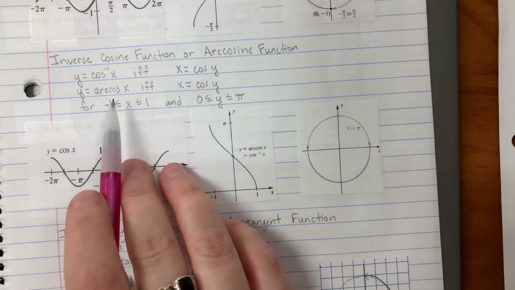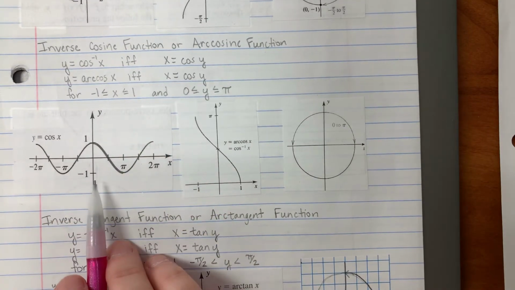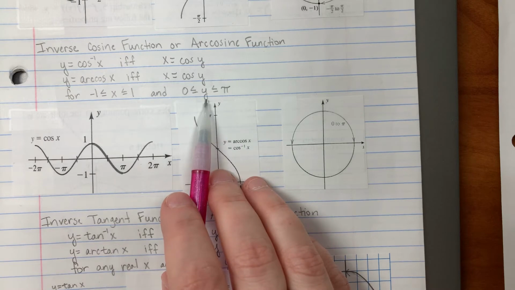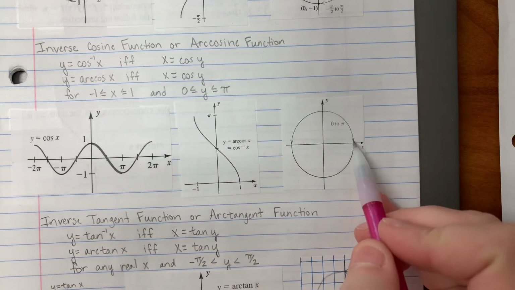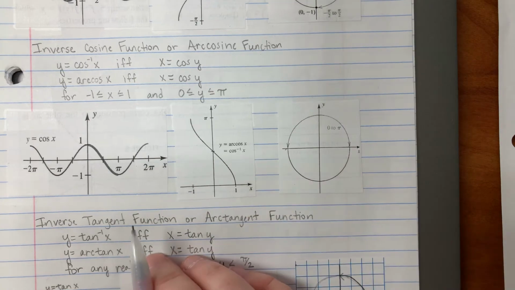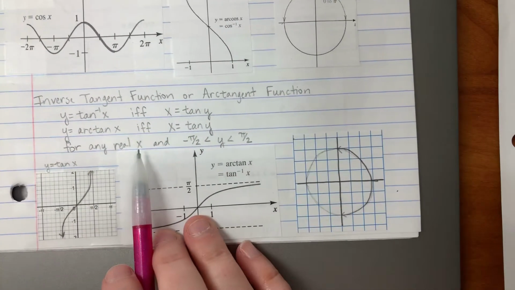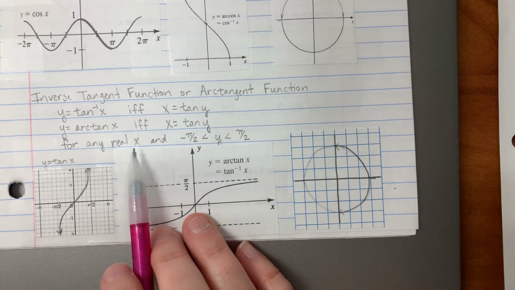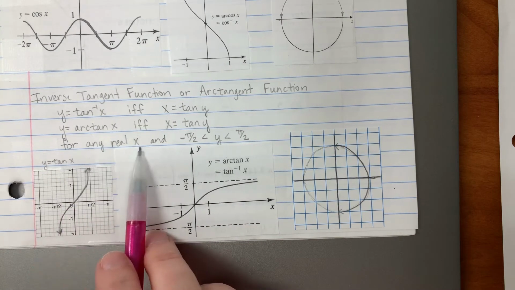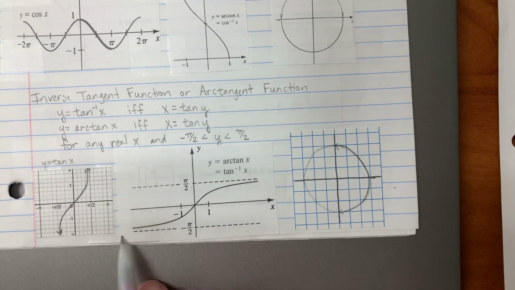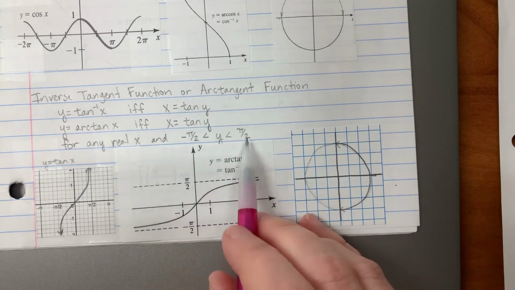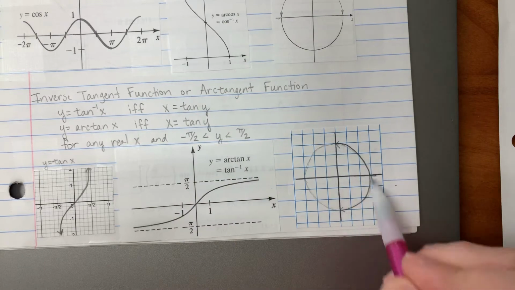Inverse cosine or arc cosine, same idea. The difference on this one is that my range value goes from 0 to π. So then I'm thinking about from 0 up to π here. And then tangent, kind of the same idea. The difference on this one is the domain is any real x, so any value going this direction and this direction. But again, -π/2 to π/2 is my range right there.